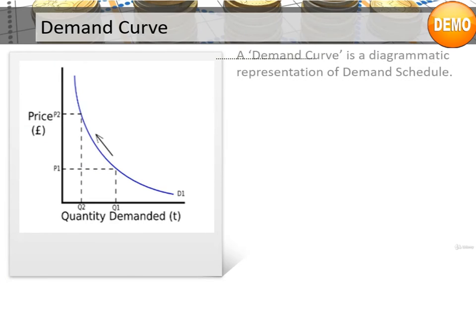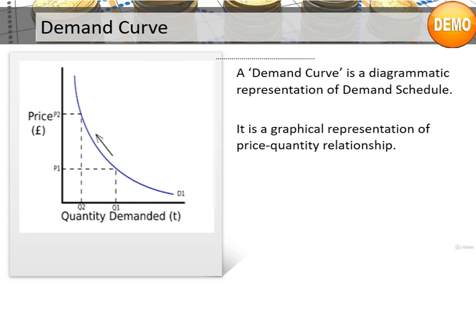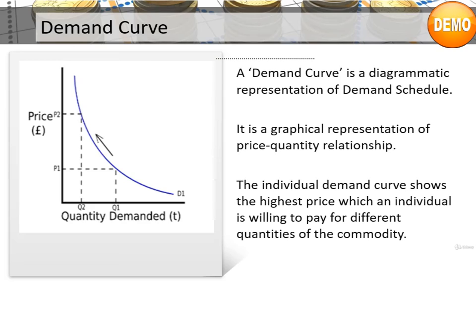Demand curve. A demand curve is a diagrammatic representation of demand schedule. It is a graphical representation of price-quantity relationship. The individual demand curve shows the highest price which an individual is willing to pay for different quantities of the commodity.